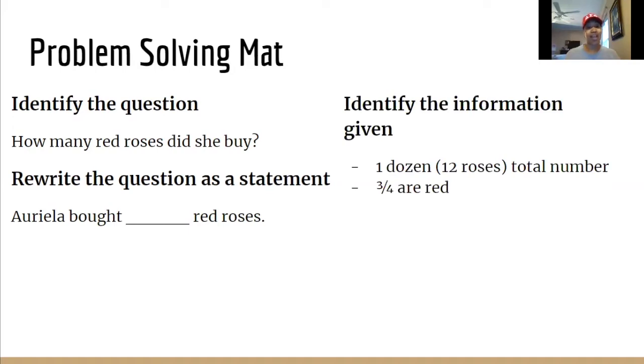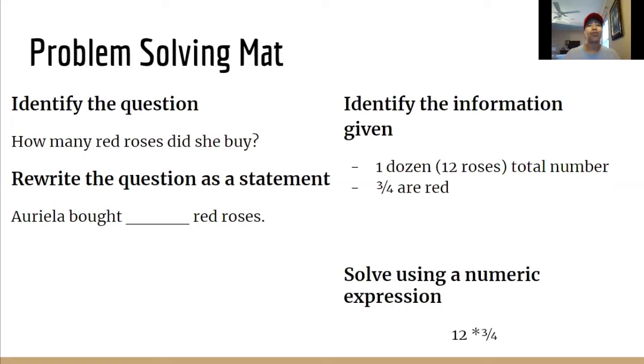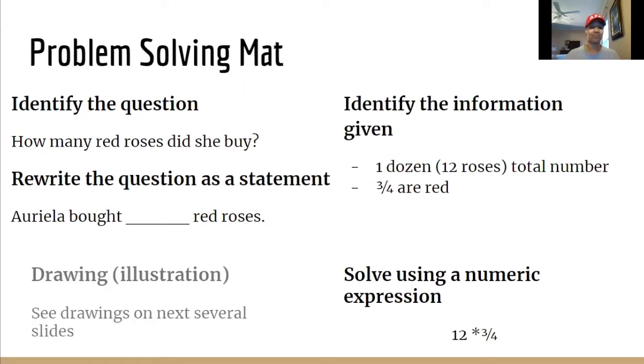The information that we've gathered from our word problem, 1 dozen roses is the total number of roses that she purchased. 1 dozen is also equal to 12 roses. We also know that 3/4 of those roses are red. If we were to write a numeric expression, we would write 12 times 3/4. The asterisk that you see between the two numbers is another way to represent multiplication. Now, let's look at the drawings on the next couple of slides so that we can answer this question.